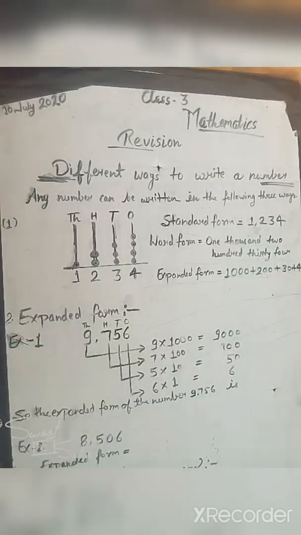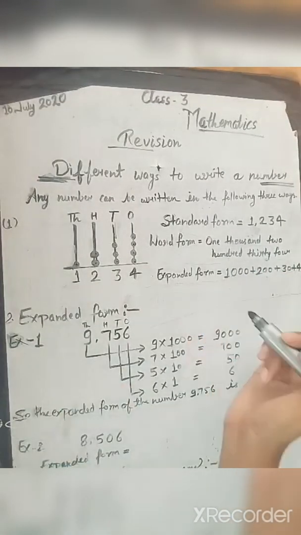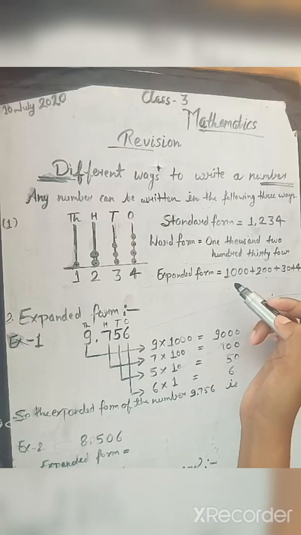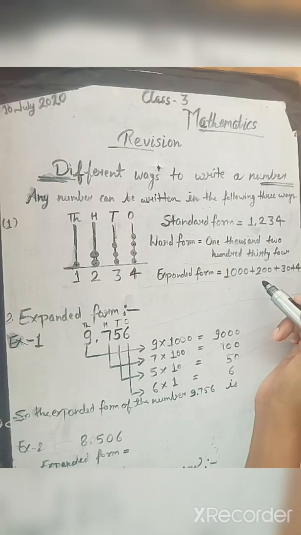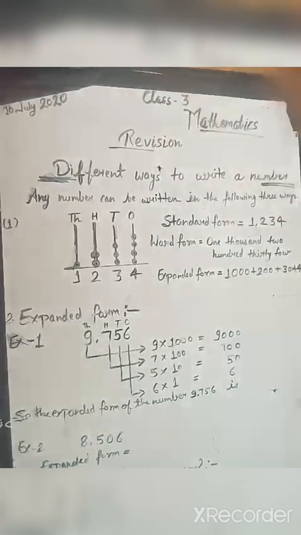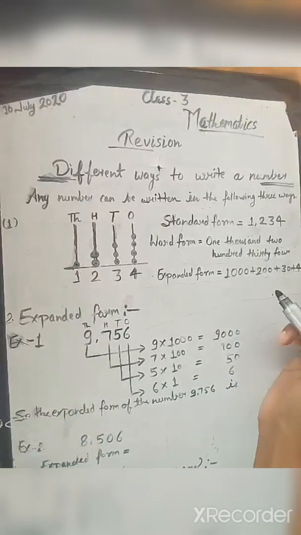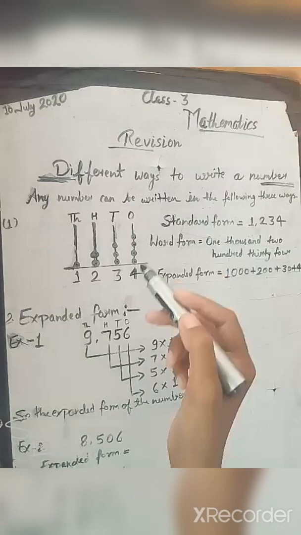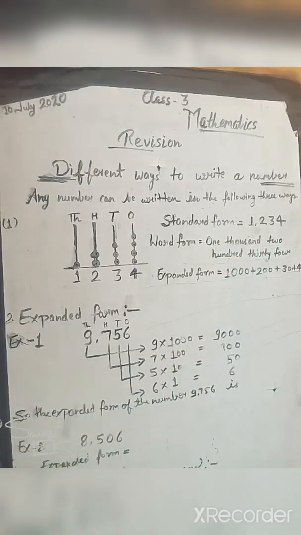And number third, expanded form. I have written here 1000 plus 200 plus 40 plus 4. So this is the expanded form. Okay, so my dear students, these are 3 ways in which any number can be written. Now we will look at how we can write a number in these forms.